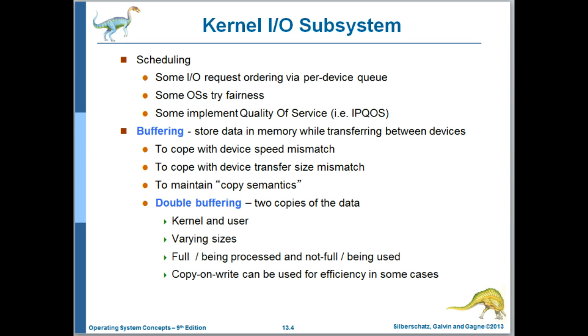Buffering is an important technique to deal with the mismatch of data being produced and/or consumed by I/O devices. So here we're considering an instance of the producer-consumer problem. Double buffering is a technique that can be used to synchronize production and consumption.